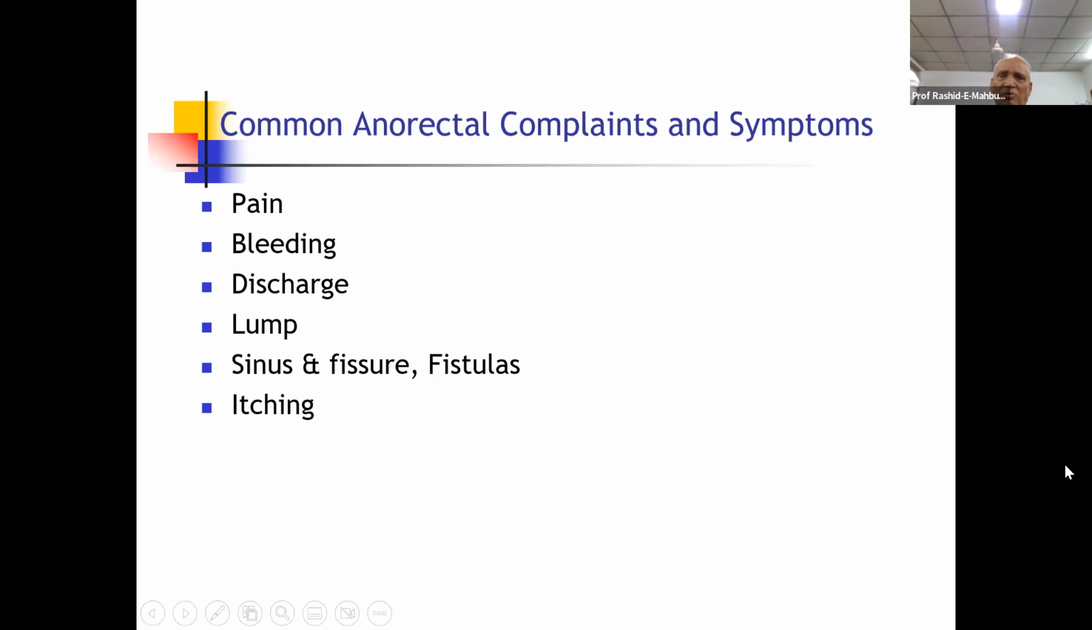Let us start. What are the common anorectal complaints and symptoms? That is the main point of ours. First of all, you should know that these are the things for which the patient comes to you, mostly: pain of the anorectal regions, bleeding, discharge, lumps, sinus, fissure, and fistula. These are the common things they complain with us.